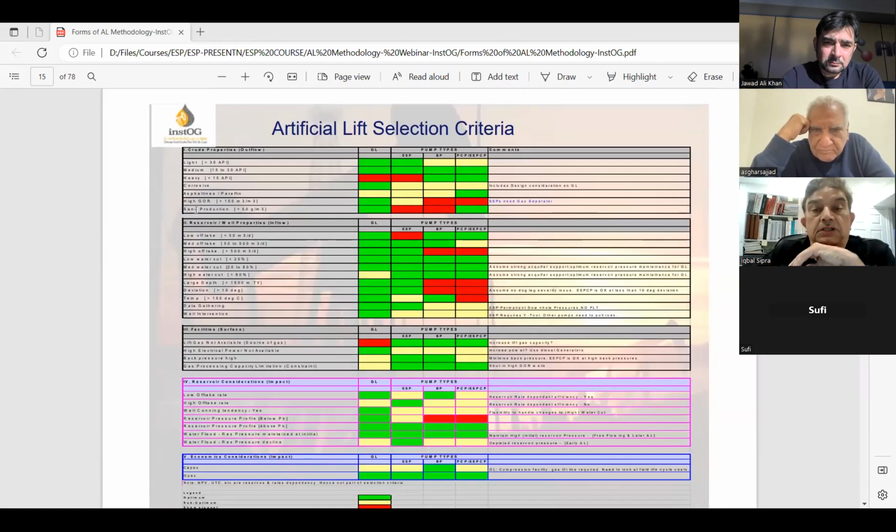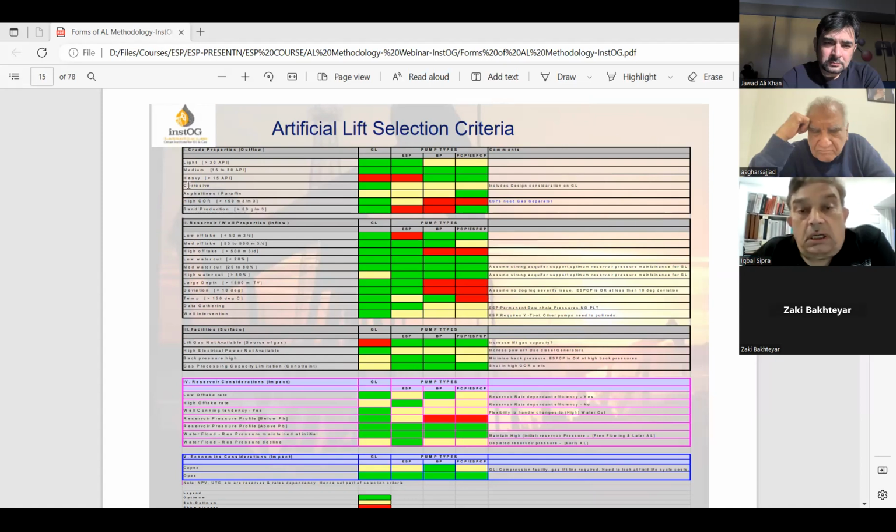This is your artificial lift selection criteria. I don't want to go into detail. This is a miniature kind of approach. You can ask me to send you the Excel sheet, and you can select it actually, which one is suitable. The green one is suitable, and the red one is not suitable.